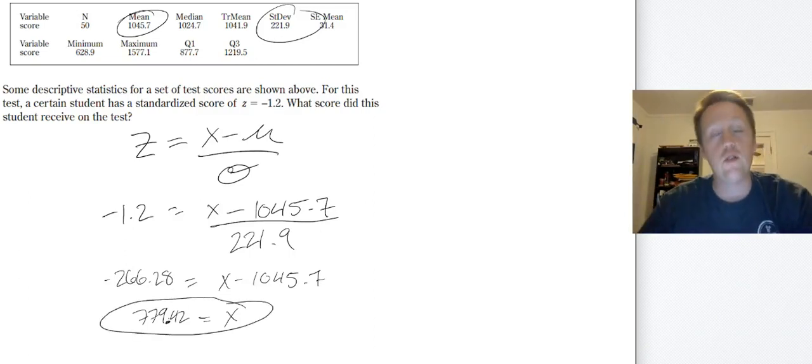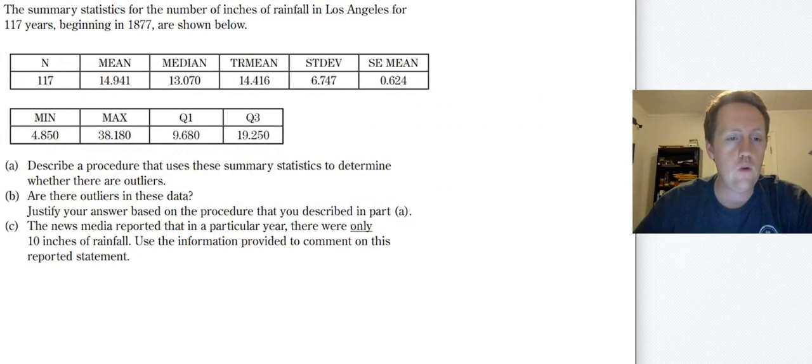So AP Stats doesn't do a lot of algebra, but there was that little bit that sneaks its way in. All right. Oh, this one looks like an FRQ, doesn't it? Hi, FRQ. The summary statistics for the number of inches of rainfall in LA for 117 years, beginning in 1877, are shown below. A says, describe a procedure that uses these summary statistics to determine whether there are outliers. All right, well, that sounds like the 1.5 IQR rule, right?